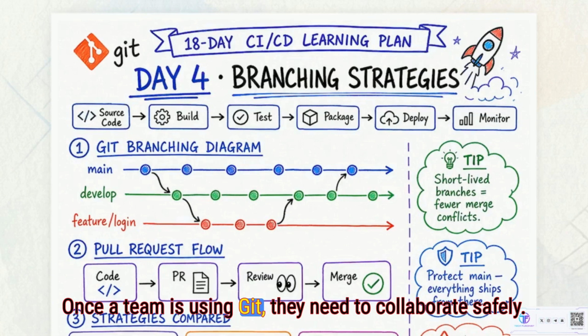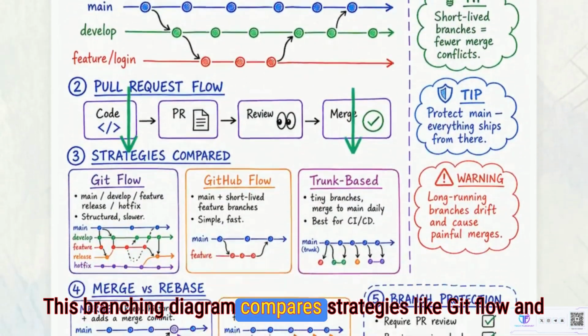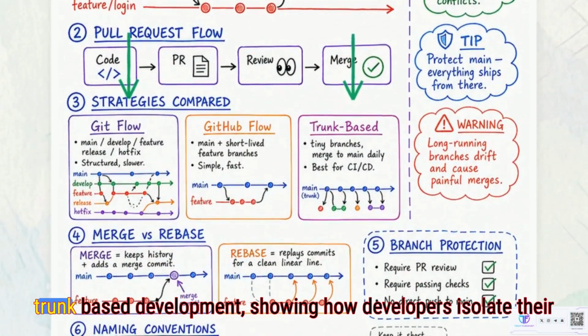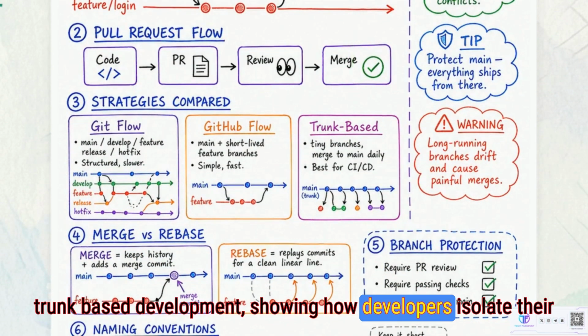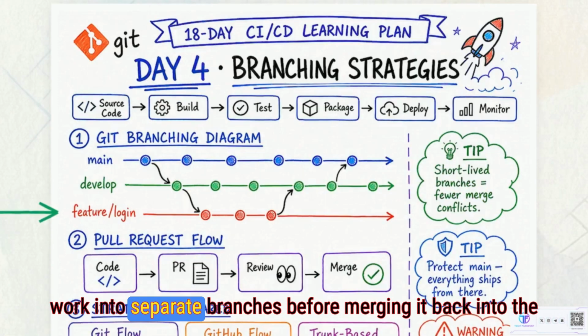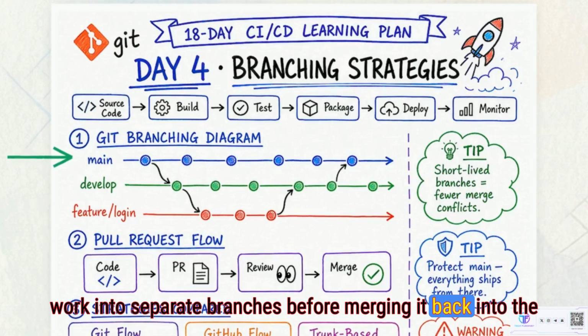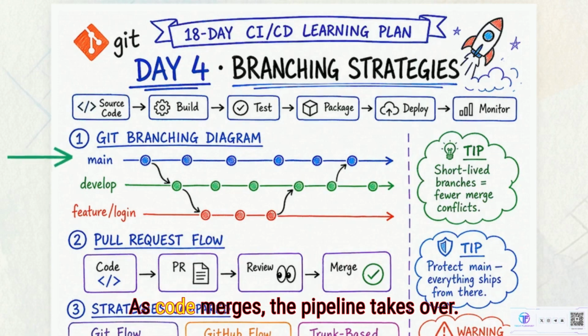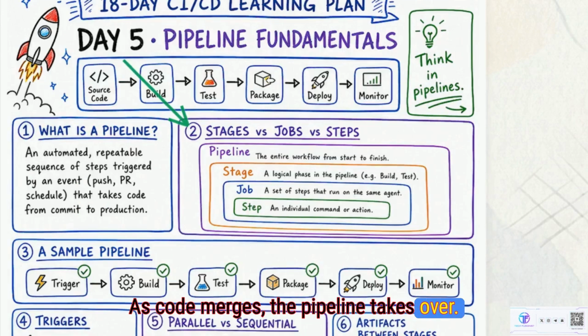Once a team is using Git, they need to collaborate safely. This branching diagram compares strategies like Git flow and trunk-based development, showing how developers isolate their work into separate branches before merging it back into the main codebase. As code merges, the pipeline takes over. Here we see the anatomy of that workflow.